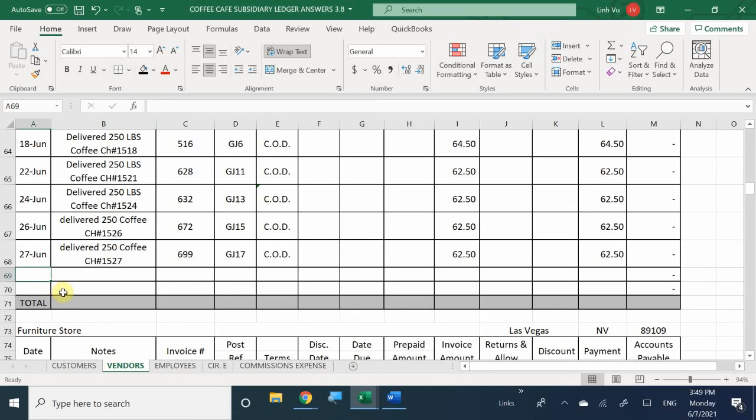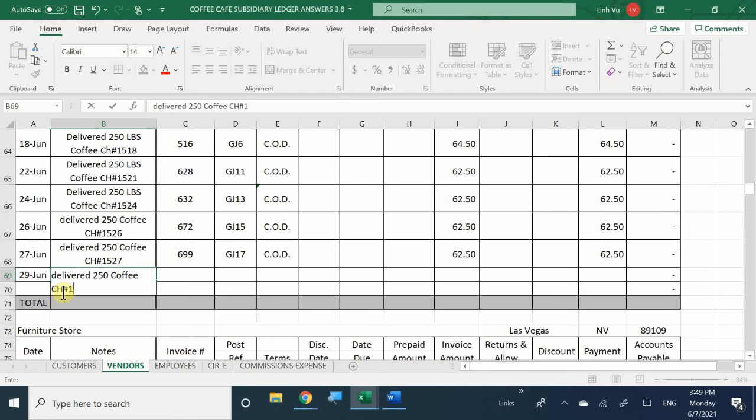All right. So freight line, 29th of June, sorry. Coffee delivery for 200 pounds. Their invoice number was 702. And I wrote, sorry, before I moved to invoice, the check number we wrote them was check number 1532.